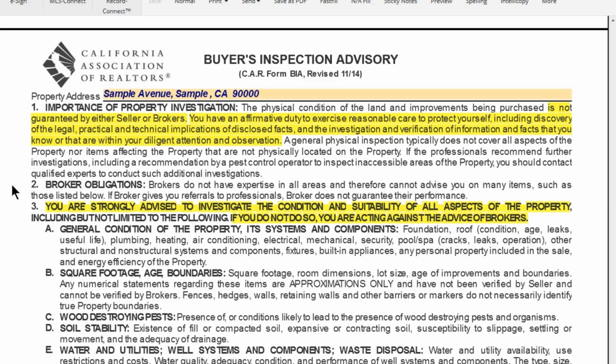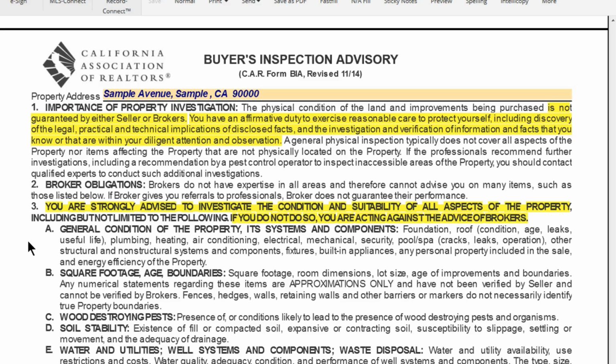And it also states that if a broker gives you referrals to professionals, while they may refer you to those professionals, they cannot guarantee the performance of those professionals. The professional doing the work should be the one guaranteeing their performance. Section 3 reiterates, you are strongly advised to investigate the condition and suitability of all aspects of the property, and if you do not do so, you are acting against the advice of brokers.